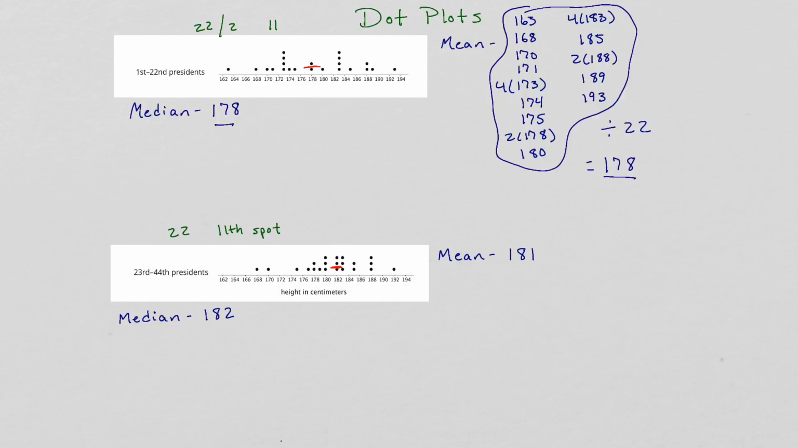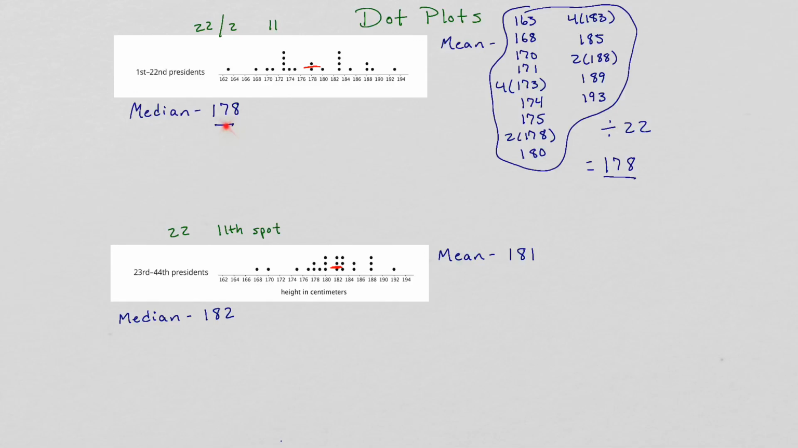Okay, so now we can compare these two groups of data that we have. All right, so the median height of the first 22 presidents is 178. The mean height is, excuse me, it's 178 as well. It says a typical height for a president in the second group is about 182 centimeters. We found that out. So the question is, have U.S. presidents become taller over time?